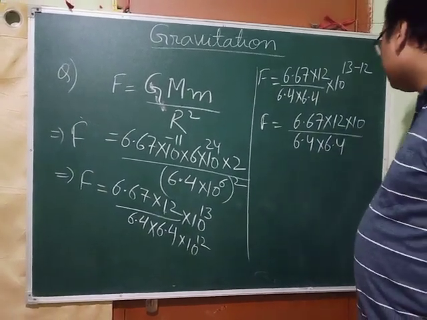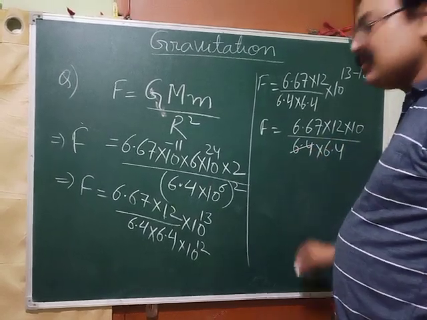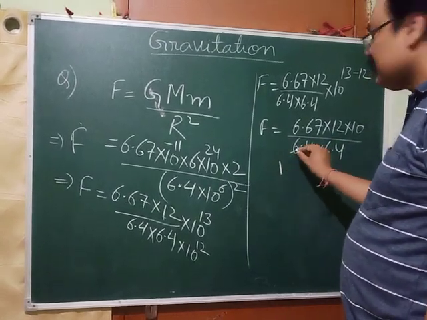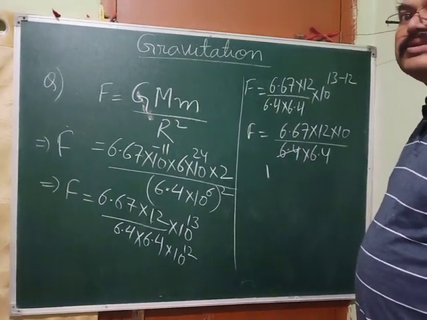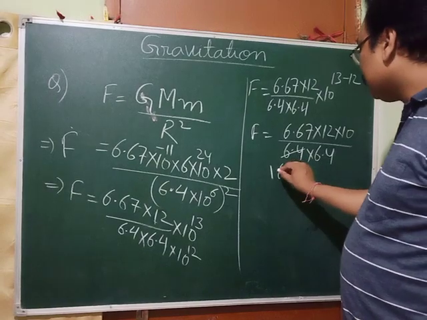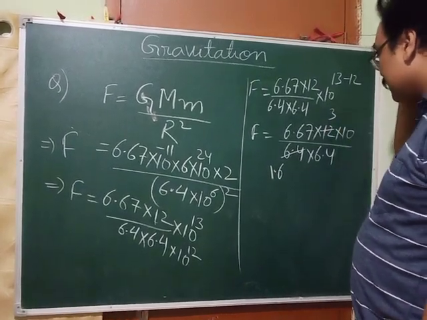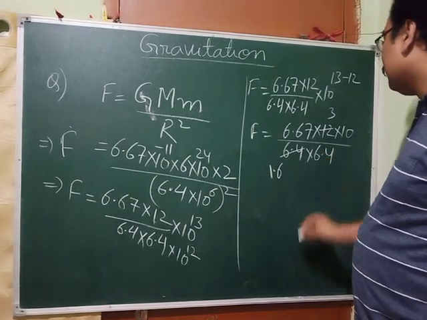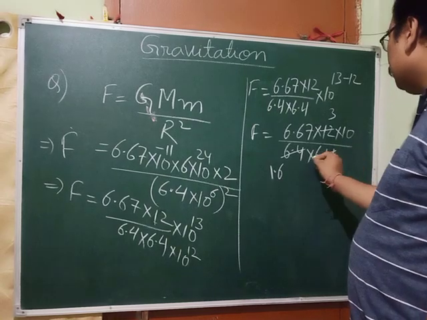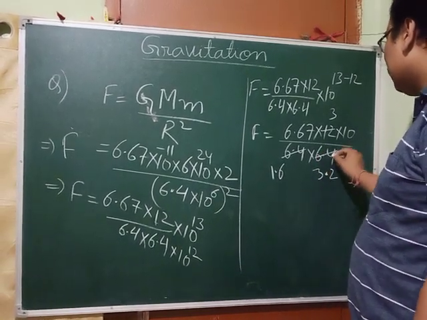Okay, it can be cancelled by 4. 4 ones are 4. Okay, how much is left? 2, 24. So 4 sixes are 24. So you will get 1.6. You can cancel this, 4 threes are 12. Okay, now even we can cancel this 6.4 by 2. So we will get 3.2. Half of 6 is 3, half of 4 is 2.